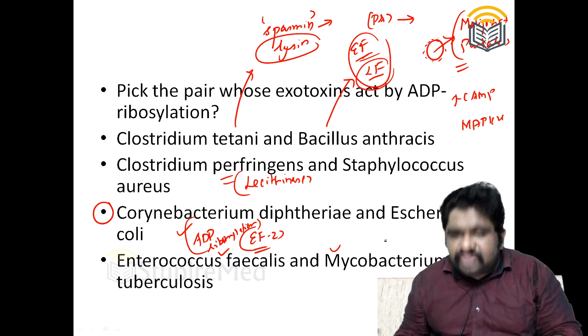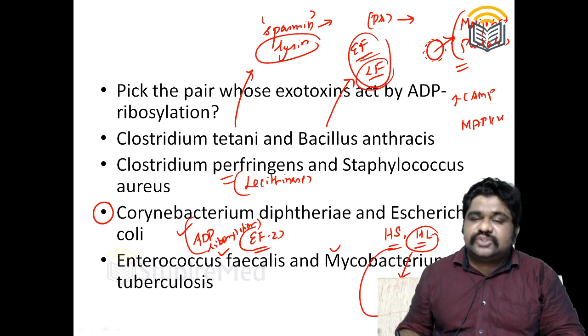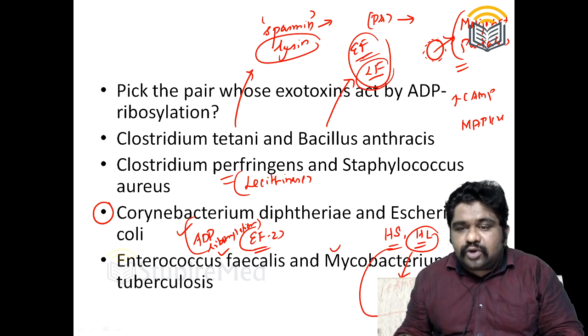Escherichia coli, when you think about the heat stable toxin or the heat labile toxin, they can act either by cyclic AMP or cyclic GMP. If it is heat labile toxin, it is through cyclic AMP. If it is heat stable toxin, it is through cyclic GMP. They open the chloride channel.